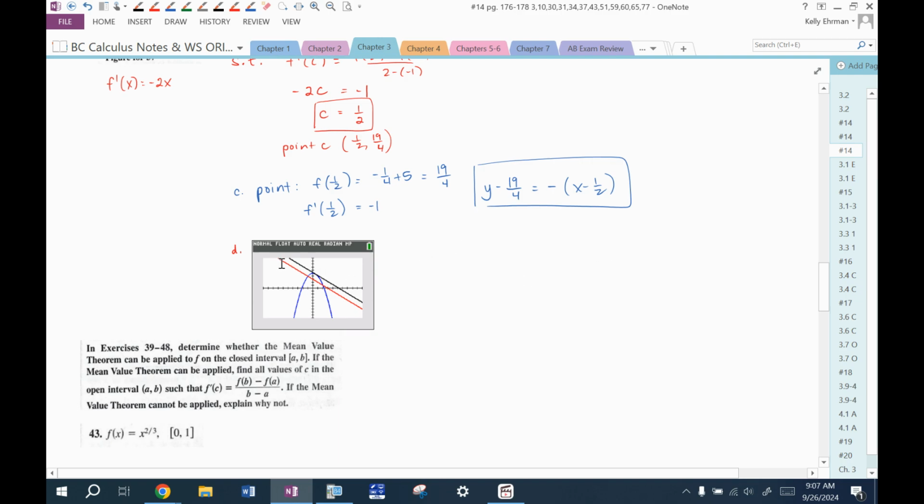And yeah, it's a good visual for saying, okay, the tangent line, this looks tangent and it looks parallel to this one.